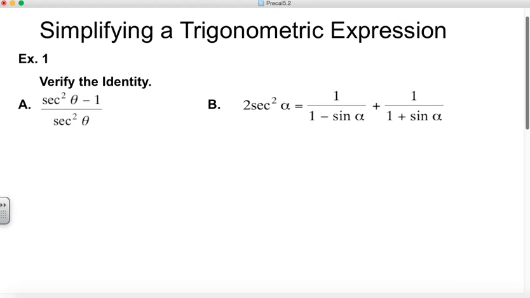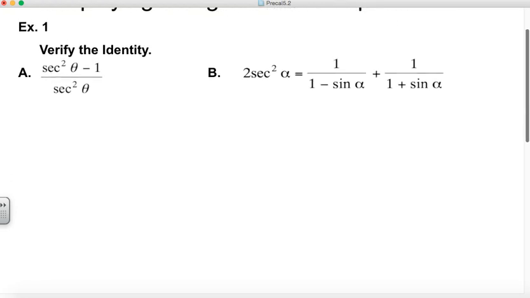All right, so first of all, let's look at one of these. So this first one says verify the identity. And part of this got left off. That's supposed to equal sine squared theta. So let me just write that in there. This is supposed to equal sine squared theta. Got a mistake already right off the bat.